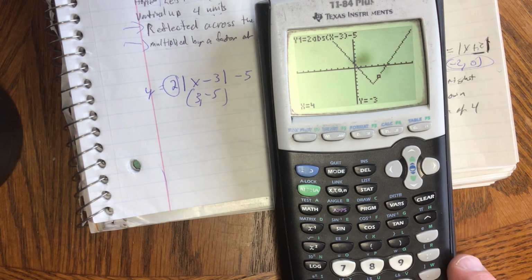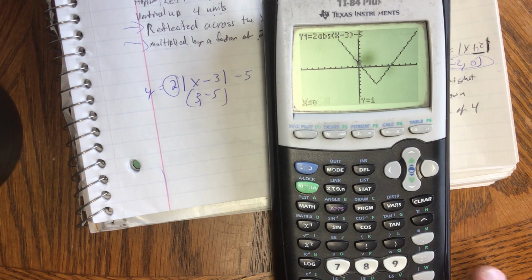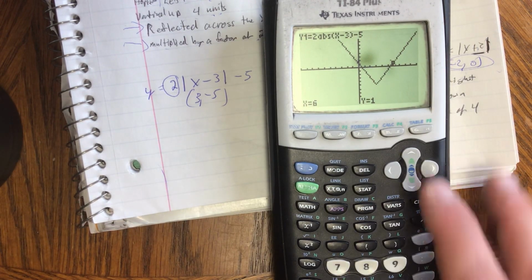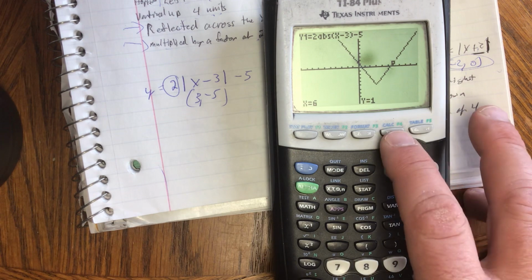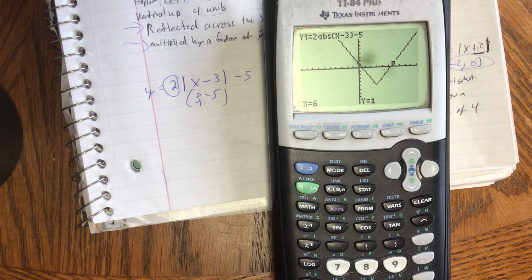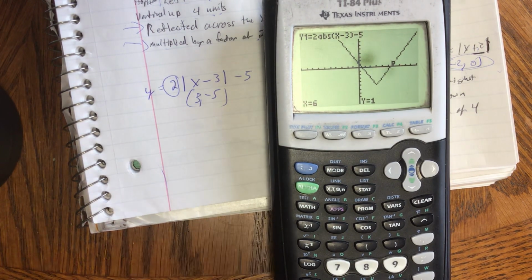And I could keep hitting points and just putting them on my graph. 5, negative 1. I could hit 1. That's at negative 1. I could hit 2. That's at negative 3. I could hit 0. That's at 1. I could hit like 6. That's at 1. You can punch in an X value and it'll give you the Y value once you've hit this trace key. And that lets you transfer points from your graphing calculator to points on a paper graph that you're going to have to mark and then connect. Okay? Just thought I'd give you that little hint.